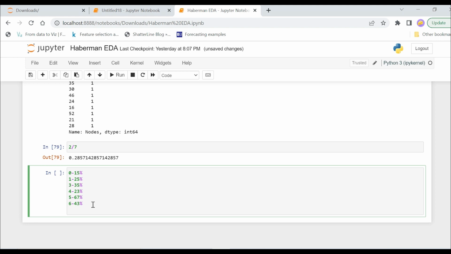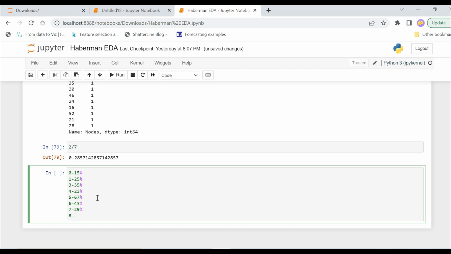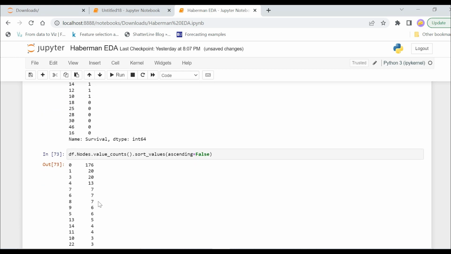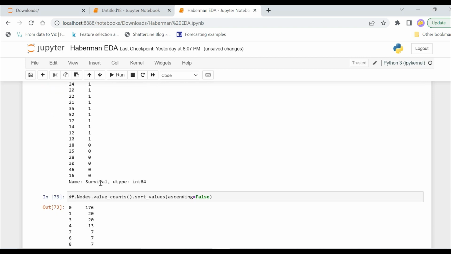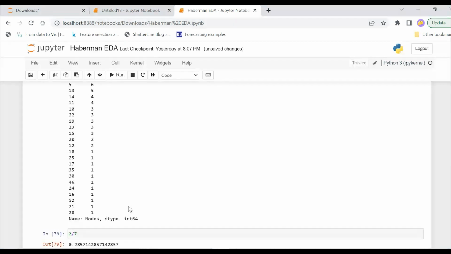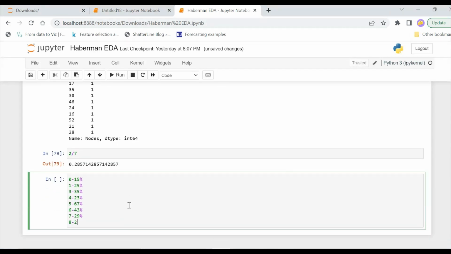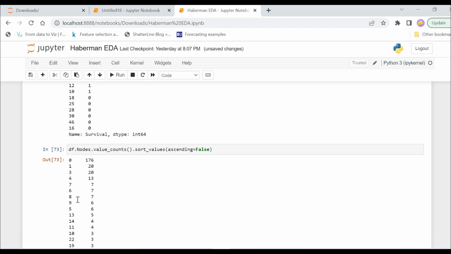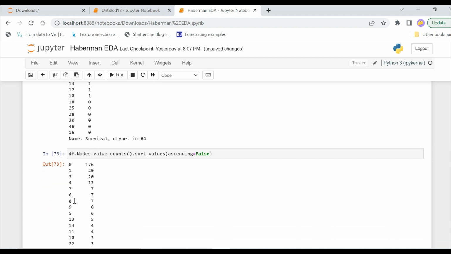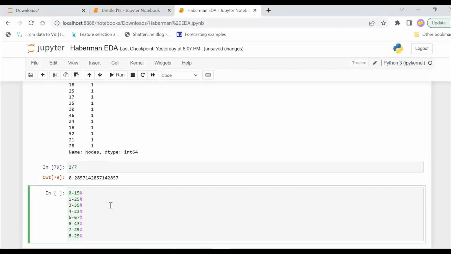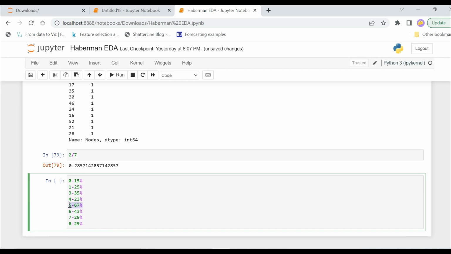7 is 29%. What is 8? Sorry, here 8 is 2, and here 8 is 7. 2 out of 7, so 8 is also 29%. 9 is 4, and here 9 is 6. 4 out of 6, which is 67%.